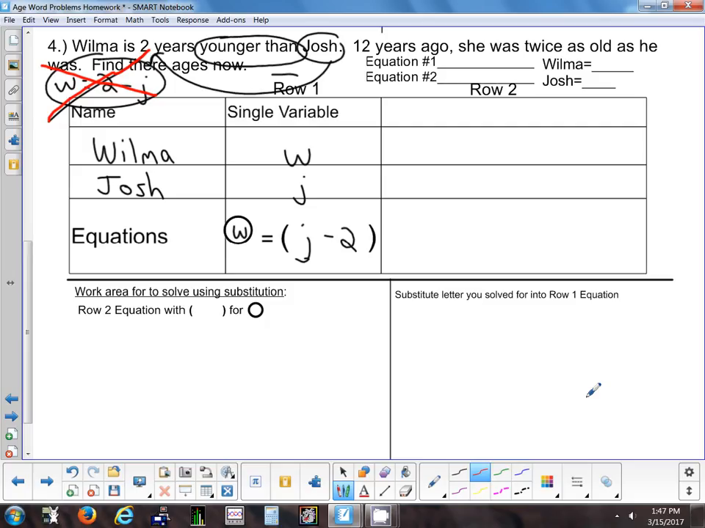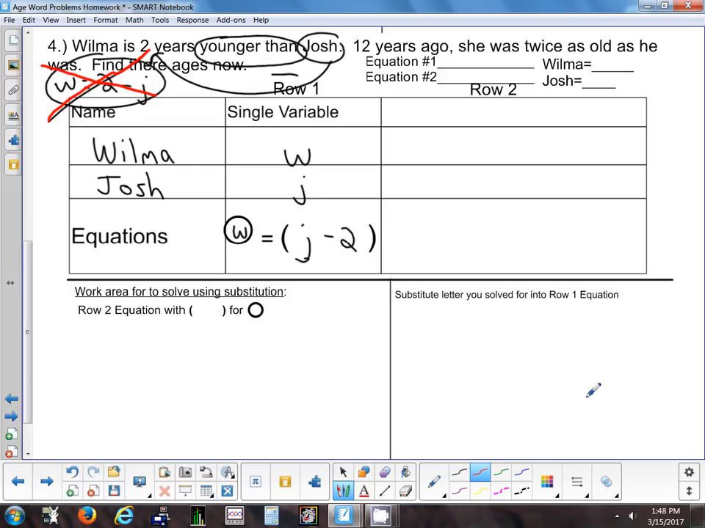So it'll be J, whenever it's younger than, whatever the person's name is, Josh, Pete, Joe, I don't care. That variable has to go first, then minus however many years younger they are. So younger than means minus, just like we say decrease by 2. A number decreased by 2. We put the variable first, and then we put the minus.